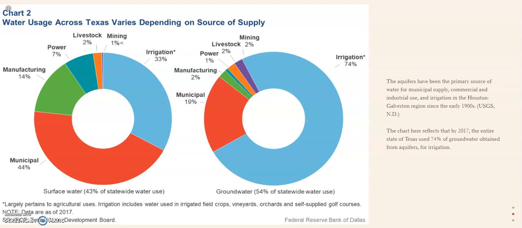The water extracted from the aquifers in Texas is primarily used for irrigation, as shown on this chart right here. I added this chart so that people would know what the groundwater was being used towards.